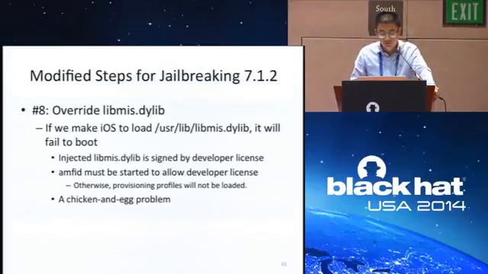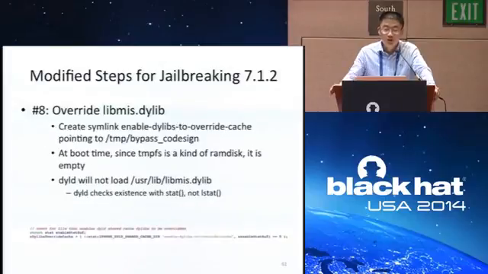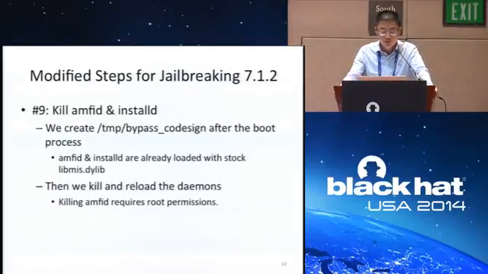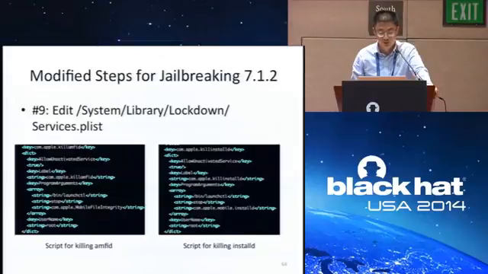However, this library is signed by us. There's a chicken and egg problem. If we override the original library with this one, no process will verify our signature. So to break the circular dependency, we find a way to kill AMFID and installd. We ask them to run at the beginning, and they will load all the prewaiting files and do the code signature check for our library. Later, we kill them and force the system to load our libraries.